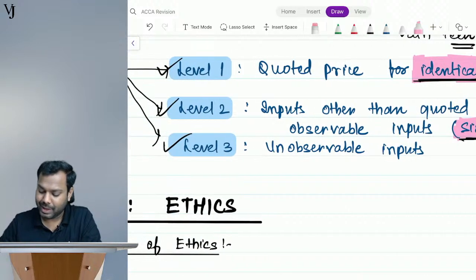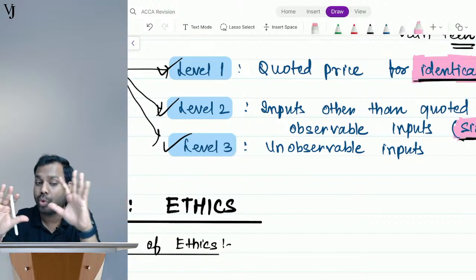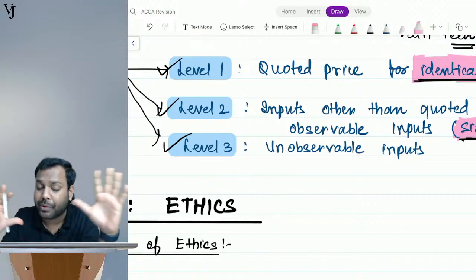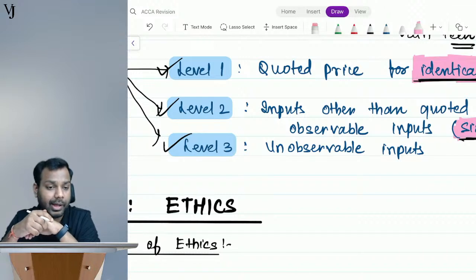Level 3 is unobservable. There is neither a quoted price of this instrument nor of a similar instrument. There is no quoted price. There are no observable market inputs. Is it clear now?